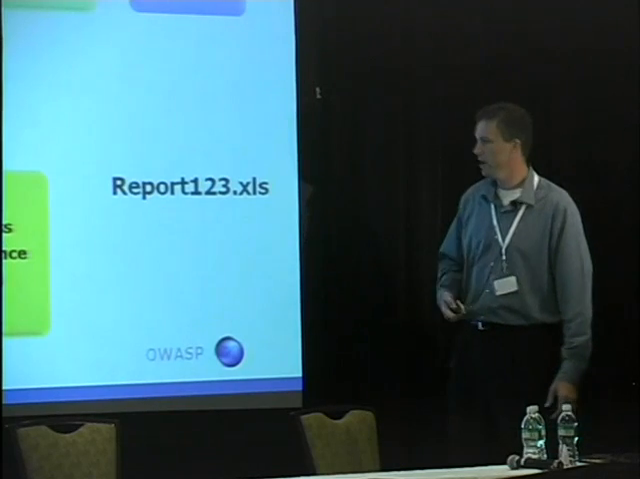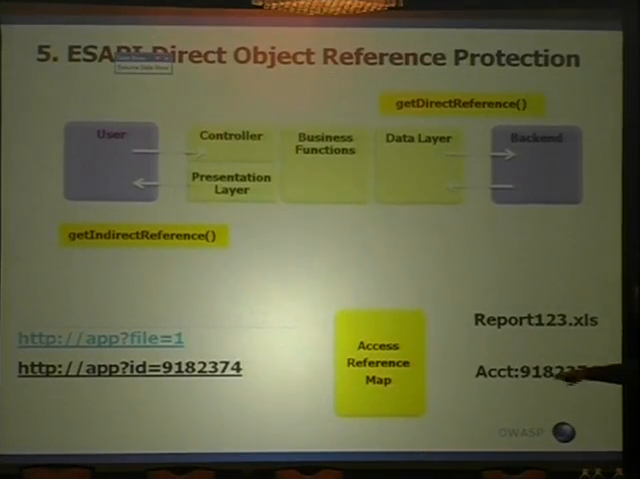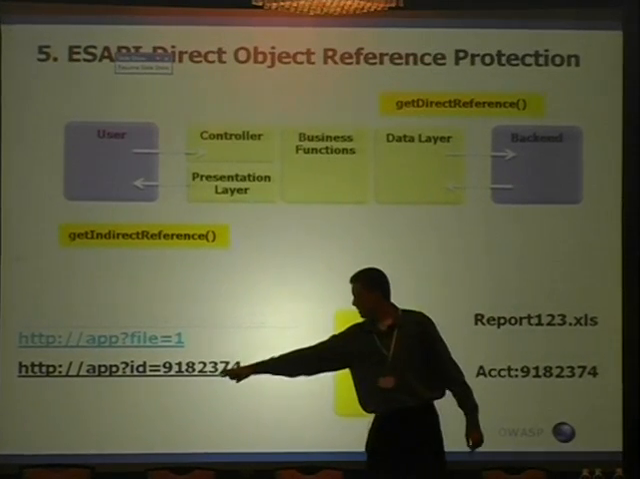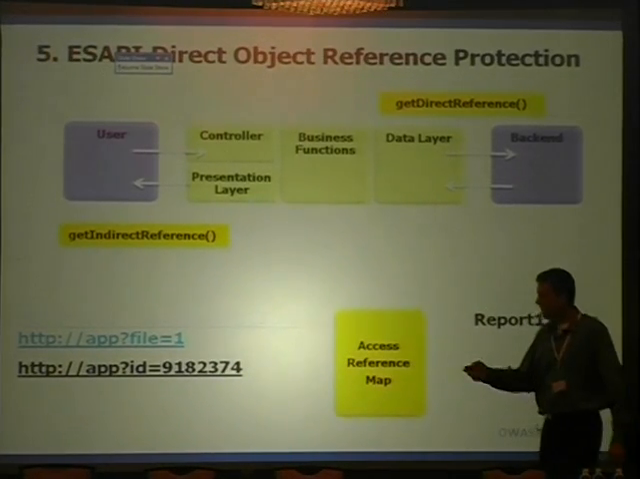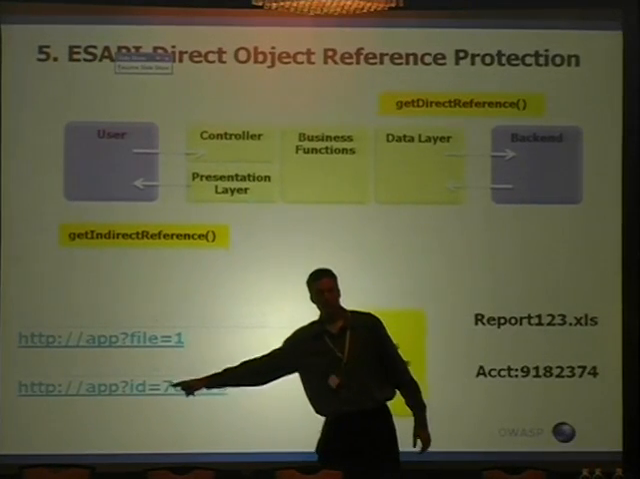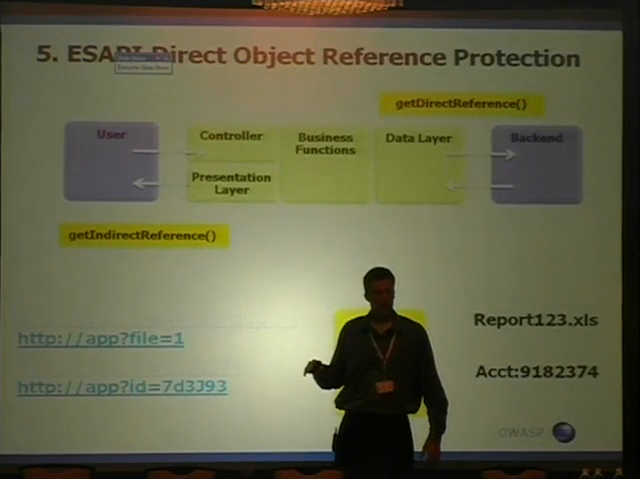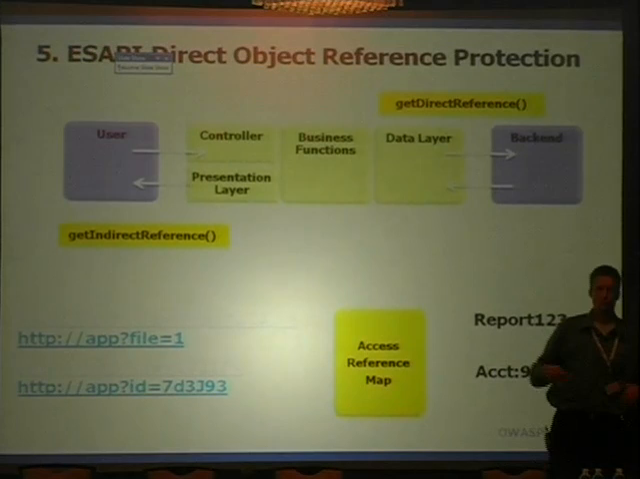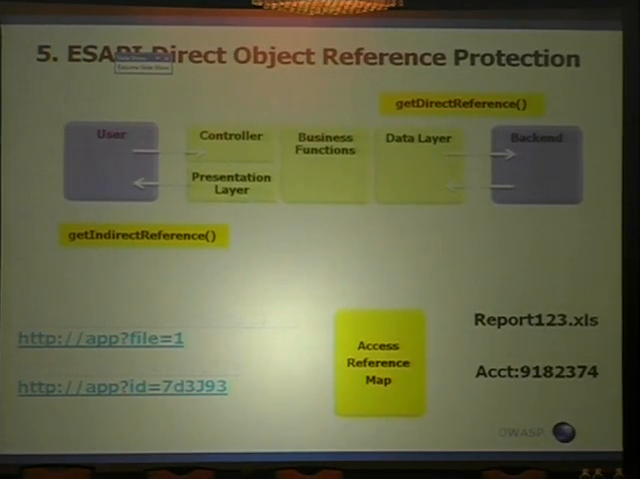So that's one example. Here's another example where people are exposing their database keys. A database key is another kind of direct object reference. We can translate those into some kind of indirect object reference, in this case, a random string. So we've got both kinds of access reference maps here. You can do integers or you can do random strings. There are a few benefits to random strings if you want a little added CSRF protection, but there's no requirement to use either one.